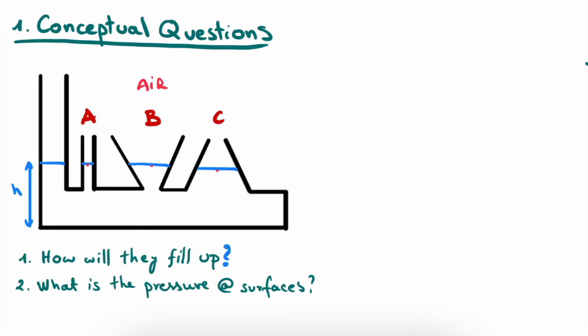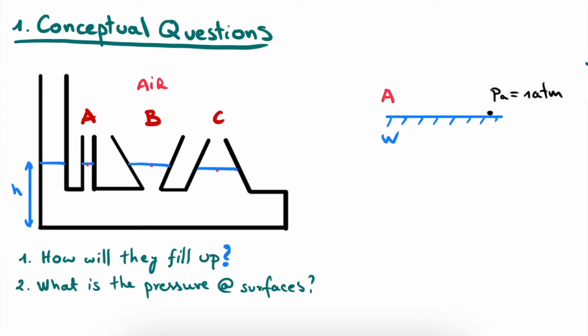To make this clear, let's draw the surface of the water at any of the openings, where this would be the water and this would be the air. We know that in the air, for example right above the surface, the pressure will be equal to 1 atmosphere. What exactly this means, we will see in the next exercise, but basically it's just the pressure that we experience on the surface of the Earth due to the atmosphere pushing down on us.